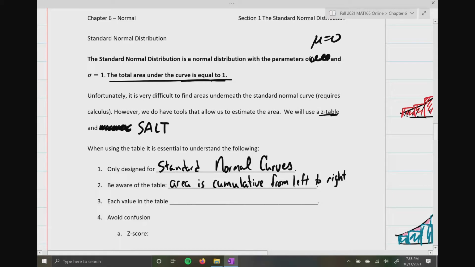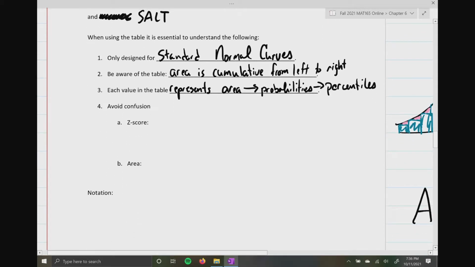Each value in the table represents area. So each data value in this table is going to represent area, which is the same thing as saying probabilities, because there is a relationship there. And that's the same thing as saying percentiles as well. So those percentiles are going to come back. We're going to visit them. Now, to avoid any confusion, there are two things we have to be aware of.